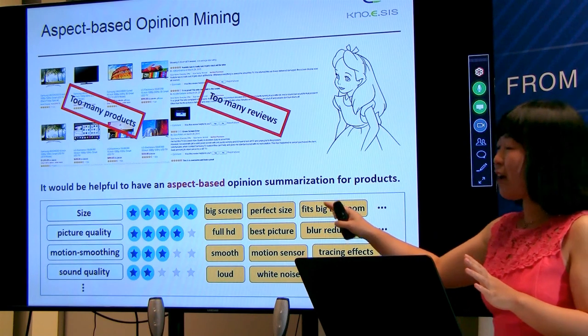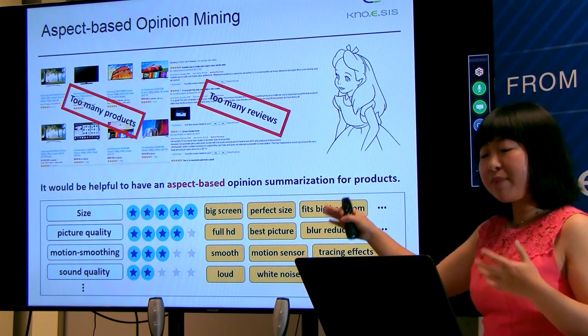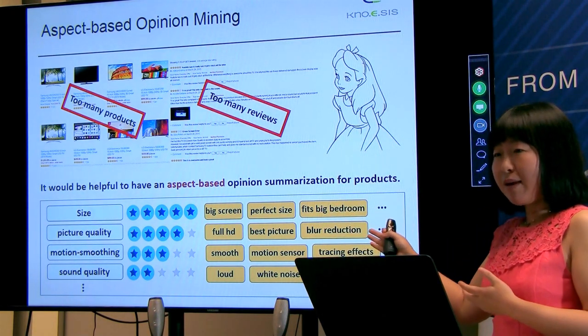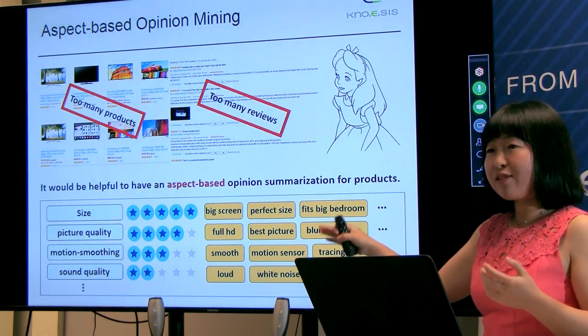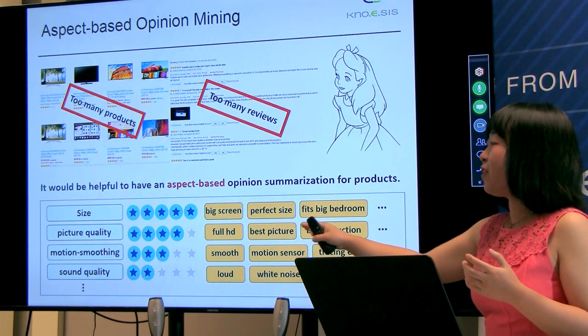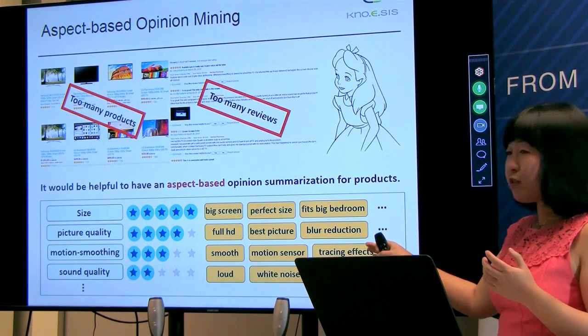So the size of the TV has 5 stars. It has the features: big screen, perfect size, fits big bedroom. And on picture quality, it is 4 stars. And the features include Full HD, best picture, blur reduction.